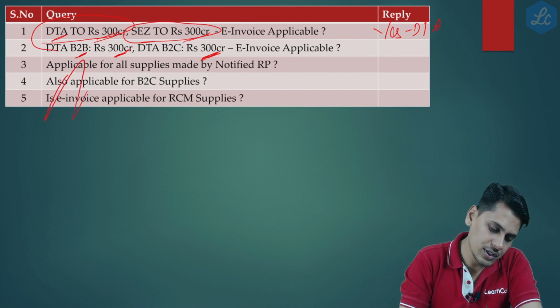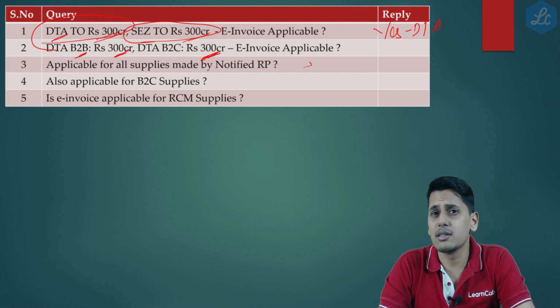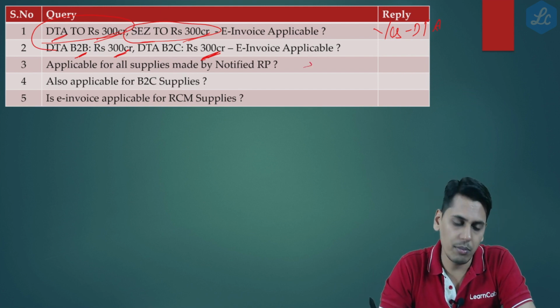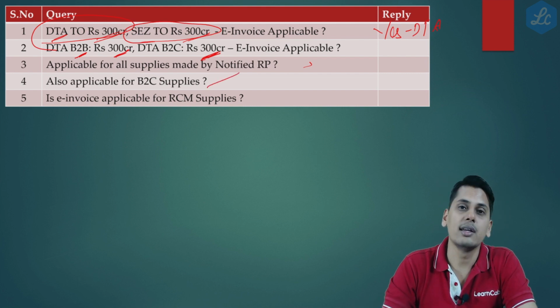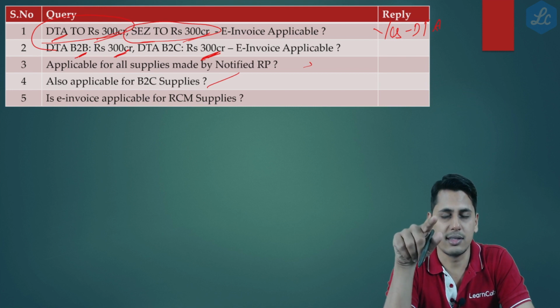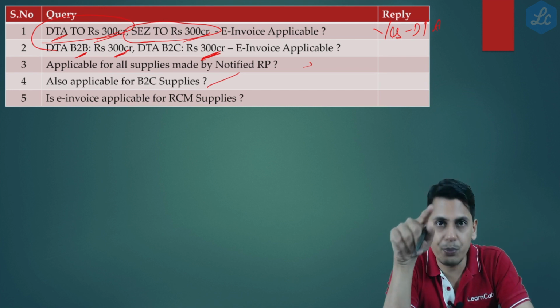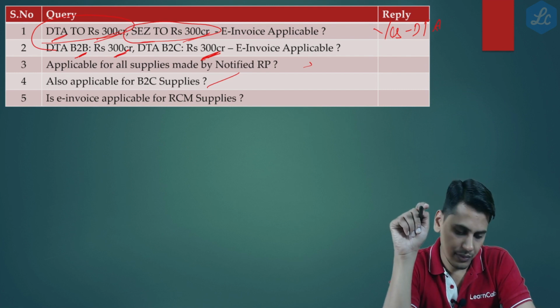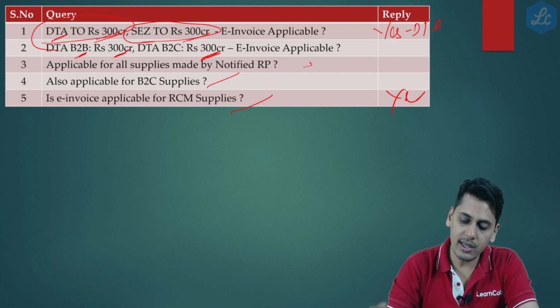Fine. So the next question is, is it applicable for all supplies which are made by notified registered persons? The answer is no. It is only applicable for B2B supplies and for exports. Is it also applicable for B2C supplies? Generally, the answer is no. However, the exception is exports. With respect to exports, it is also applicable. Is e-invoice applicable for RCM supplies also? The answer is yes. We have already seen this.